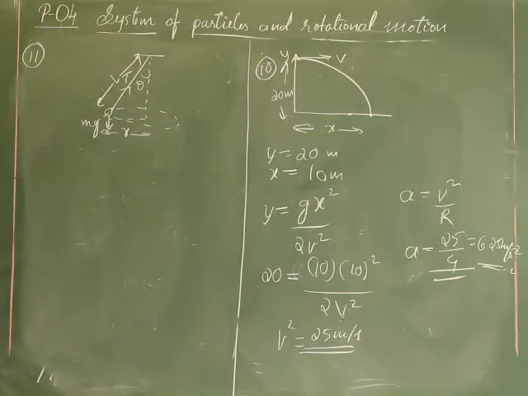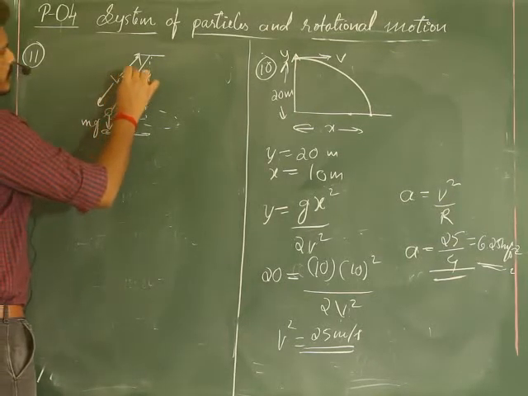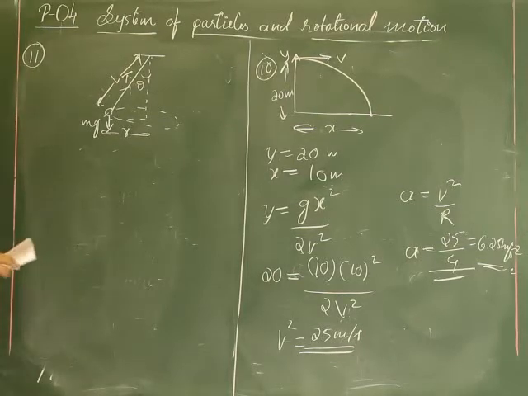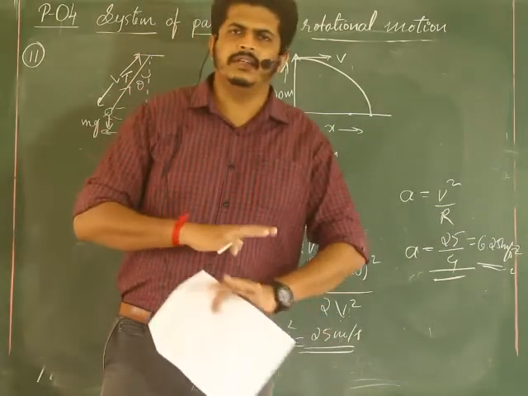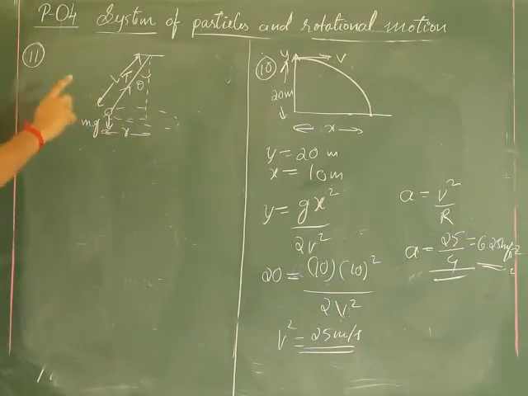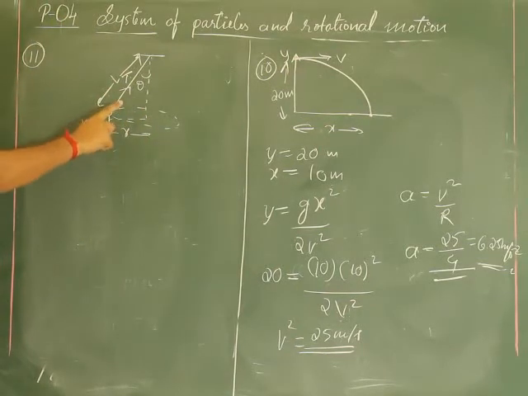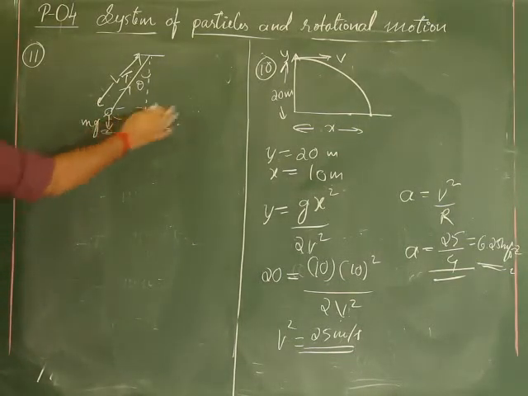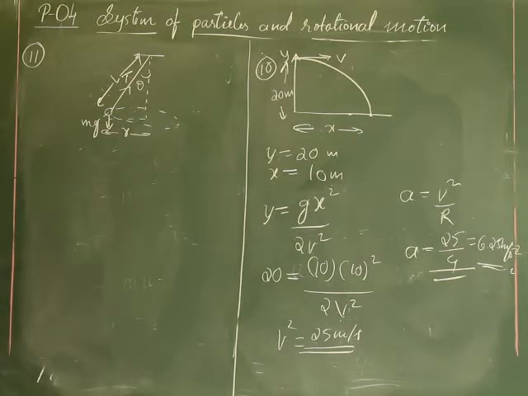Let us see the options. mg, T and mv square by R directed outward is not possible, of course. mv square by R only, that means only centripetal force, no, of course. We can see it's like a simple pendulum, but it is revolving. So tension is there, mg is there. Always remember, centripetal force is not a new kind of force. It is just a force acting towards the center, which is present in all kinds of circular motions.